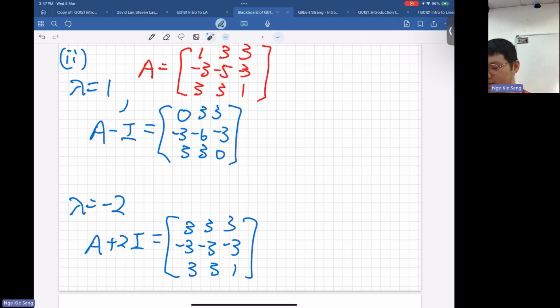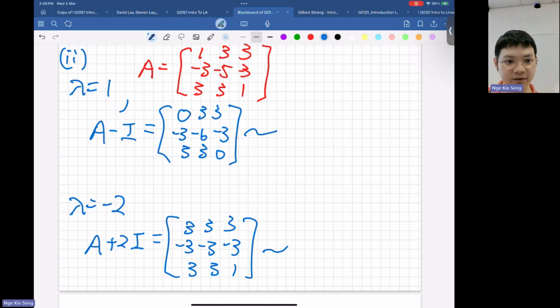Okay, but after taking the difference between scalar of identity, you can see that the matrix looks even more simplified. Such that when you do this row reduction, what do you get here? So what do you get for row reduction?